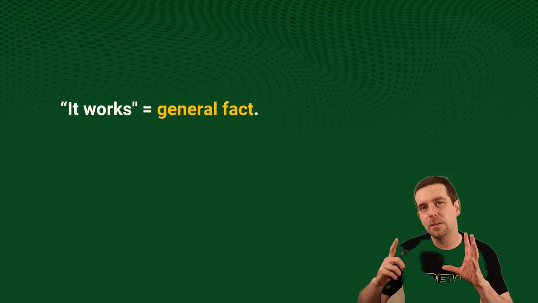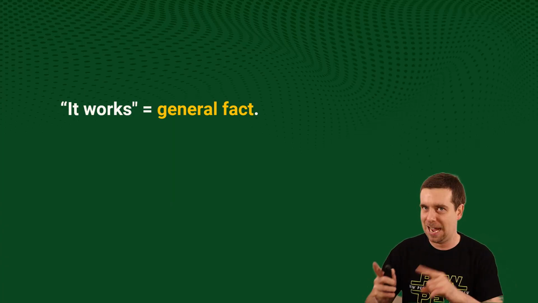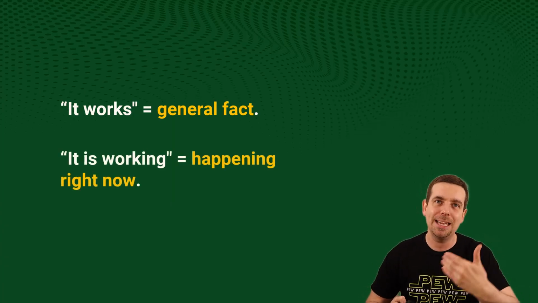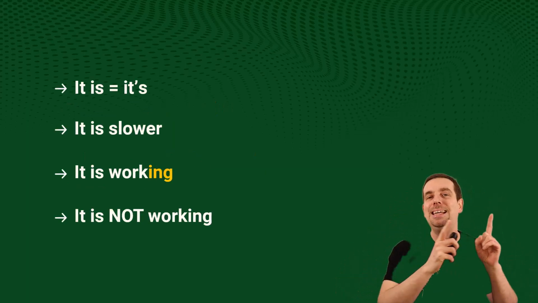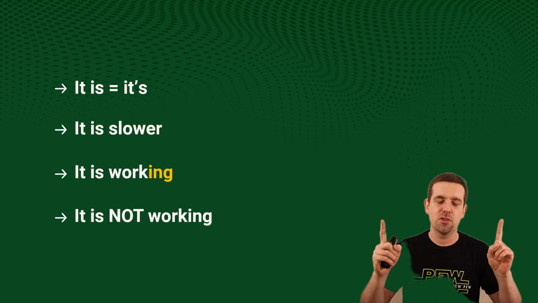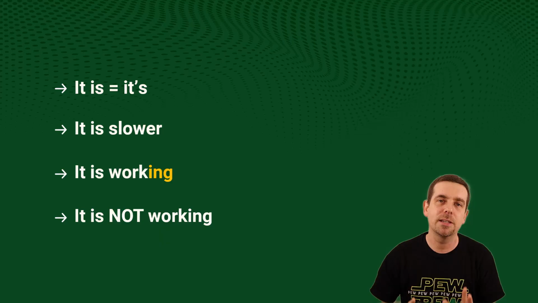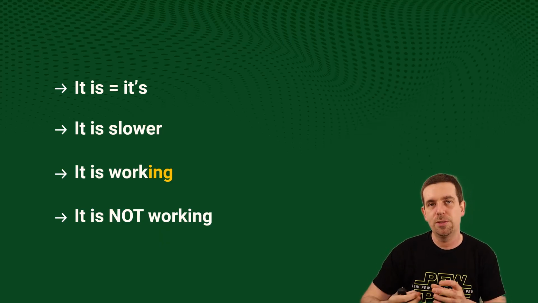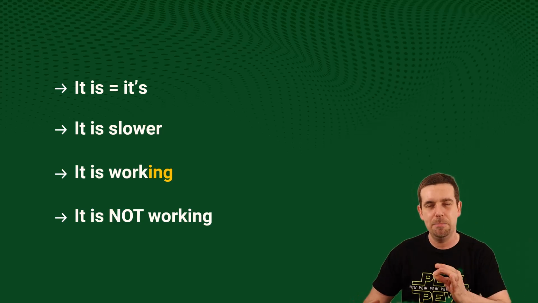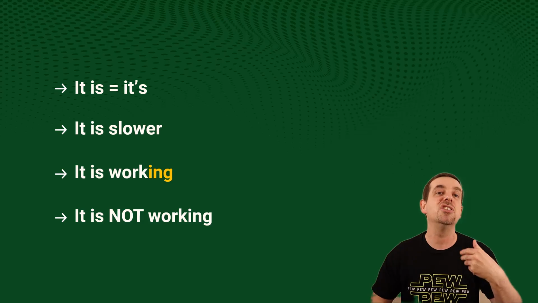So when we look at the difference, "it works" is a general fact. "It is working" is happening right now, in this moment. When we have "it is", we can use the contraction "it's". 99.9% of the time, the English native speaker will use the contraction with the verb to be. So "I am", "I'm"; "it is", "it's". And "it is" is slower: "it is working", "it is not working".